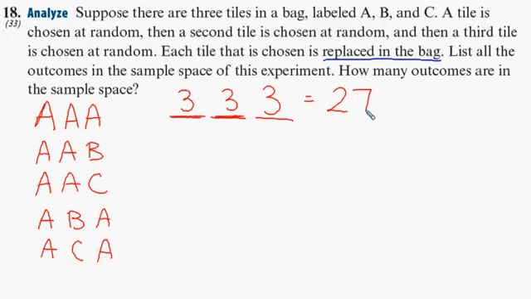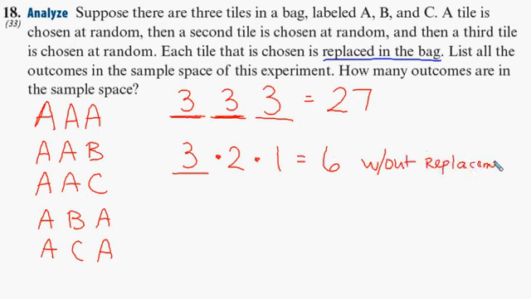What if it were without replacement? Well, then that would be a lot fewer options because the first one you'd have 3, then you'd be only left with 2, and then only left with 1. So that means there'll only be 6 options, but that would be without replacement, okay? And that's not what it's asking for. So what it was asking for is with replacement, okay? So 27 is the answer that we're looking for.